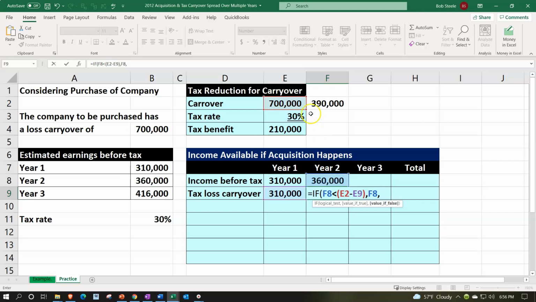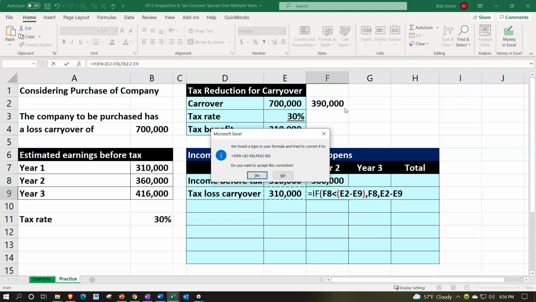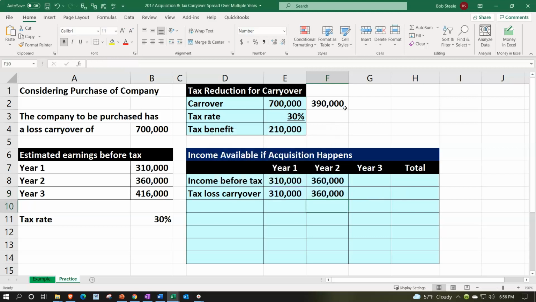We may not need the brackets. It would be the 700,000 minus the 310 or the 390,000. So I'm going to say okay, and it puts another bracket around at the end. That's fine. So there we have it. That looks correct. If I was to increase this to like 500,000, then it picks up the 390. It does what we would expect. I'm going to undo that.